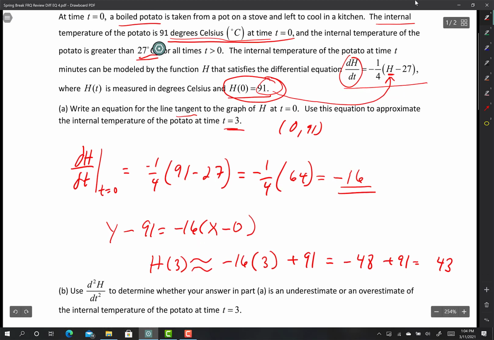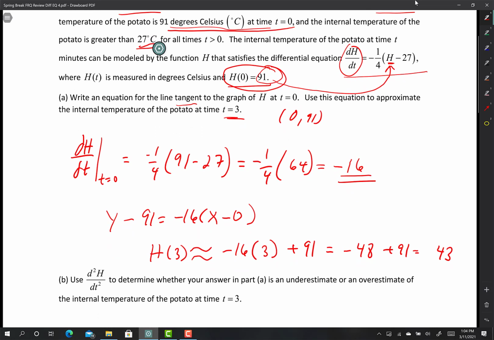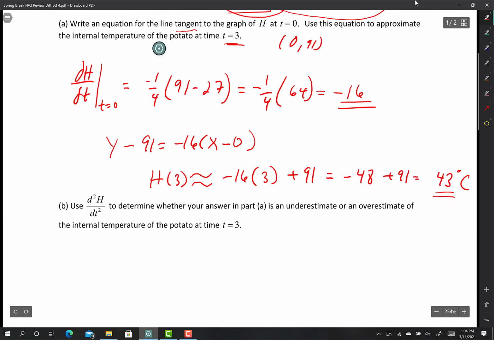Okay, so there it is. The approximate temperature. And maybe you want to write a sentence. I'm going to leave it right there. h of 3 is approximately 43 degrees Celsius. All right. That was fun.